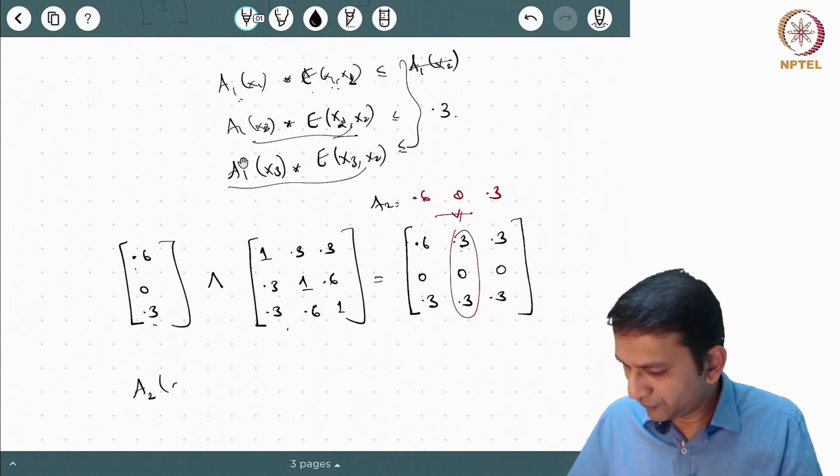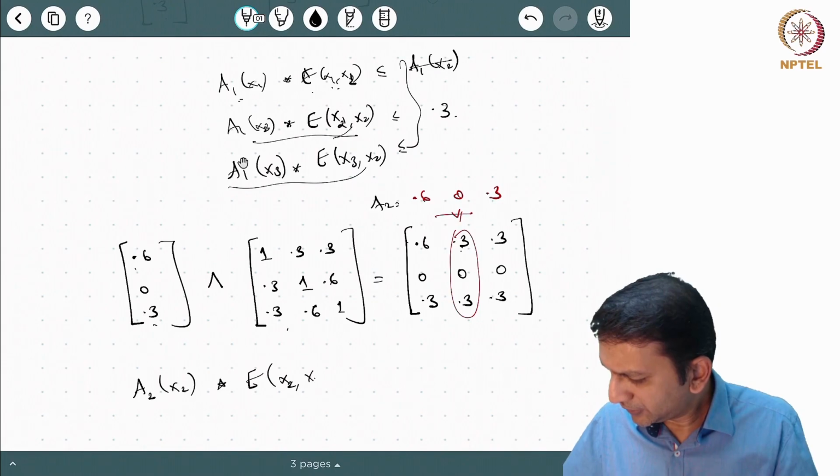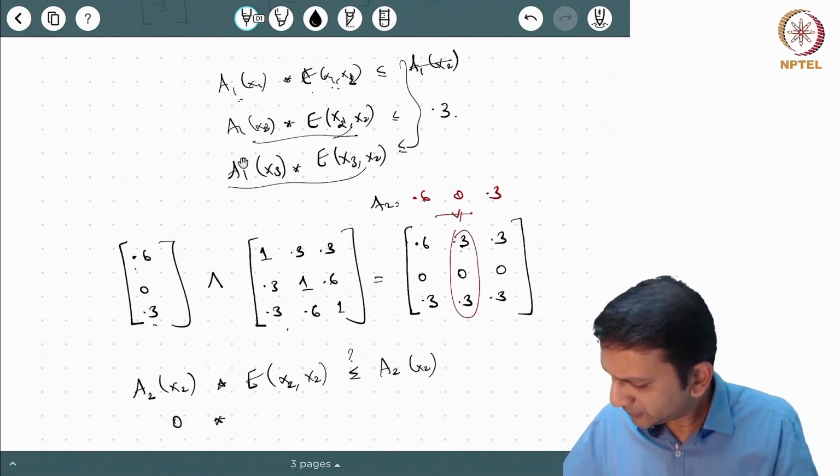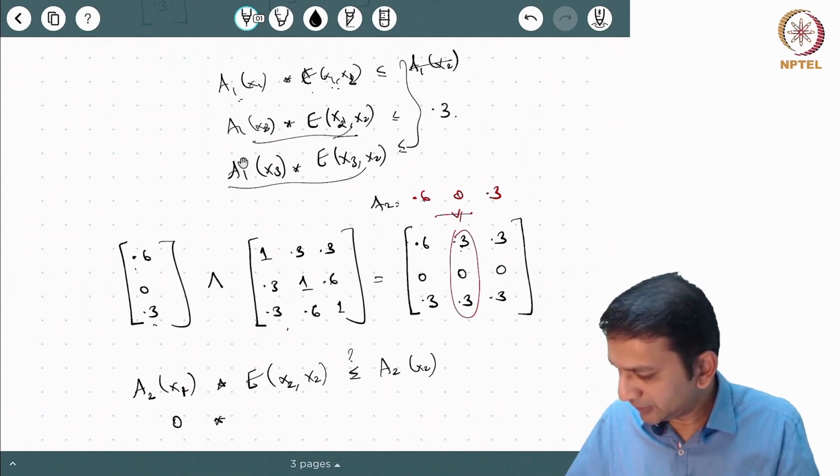Note that, simply take it like this. A2 of x2 star E of x2, x2, is it less than or equal to A2 of x2? A2 of x2 is 0 star, we can just take A2 of x1, x2.